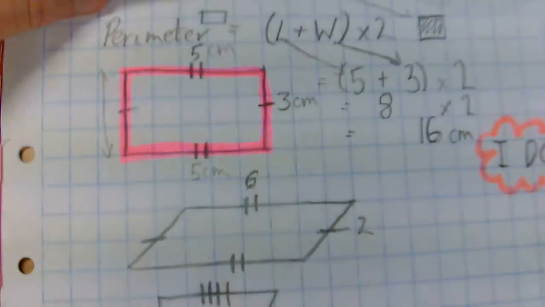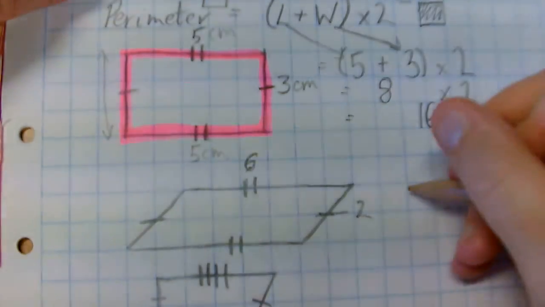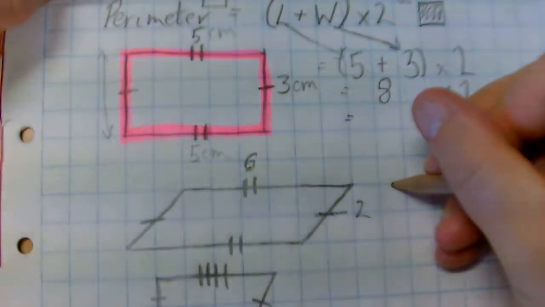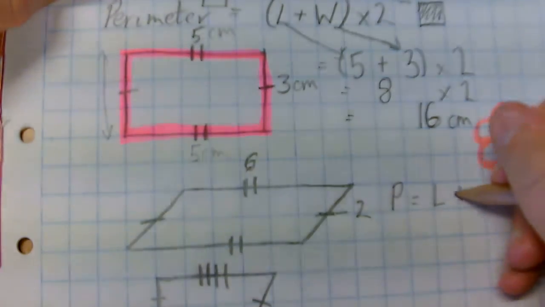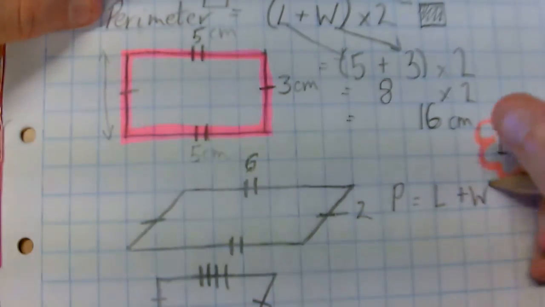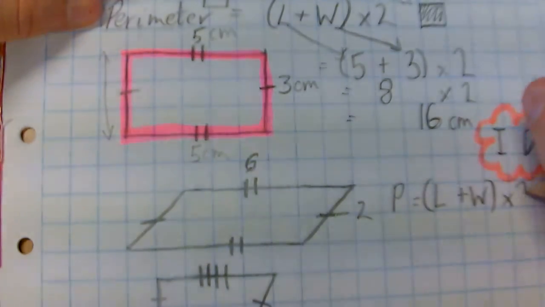Now, we'll move on down to here. Now this isn't a rectangle or square, but we can still use the same sort of formula. So once again, say it with me, the formula for perimeter, so perimeter equals length plus width, and we like to bracket that up because that's the first thing we've got to work out, times by 2.